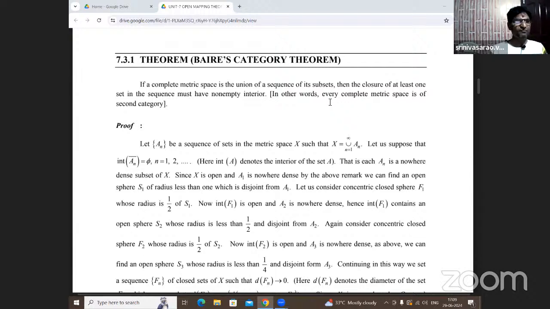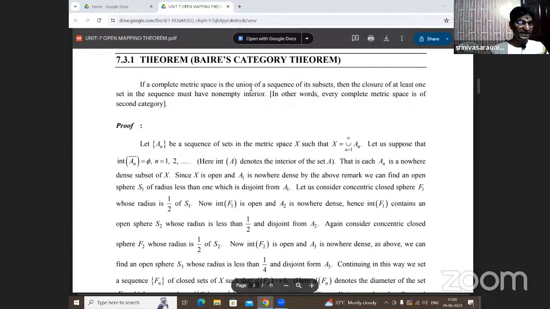Simply, what is the statement of the Baire category theorem? Every complete metric space is of second category. Of second category means that it is not of first category. So every complete metric space is of second category. That is the simple statement of the Baire category theorem.